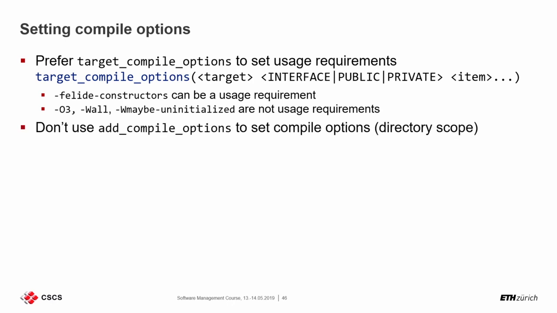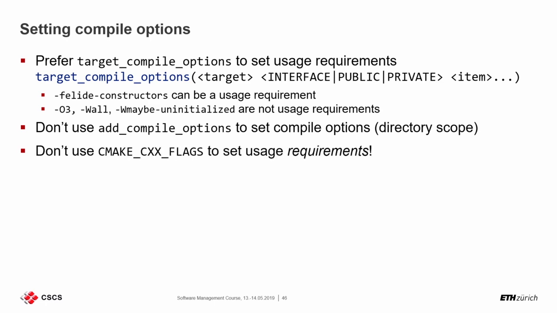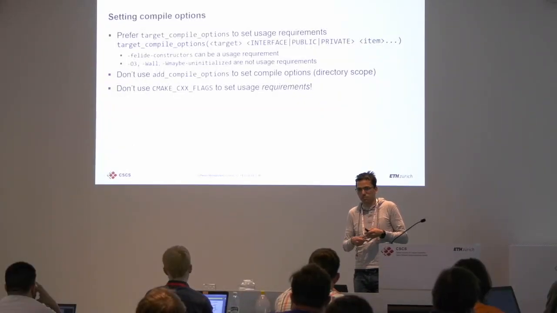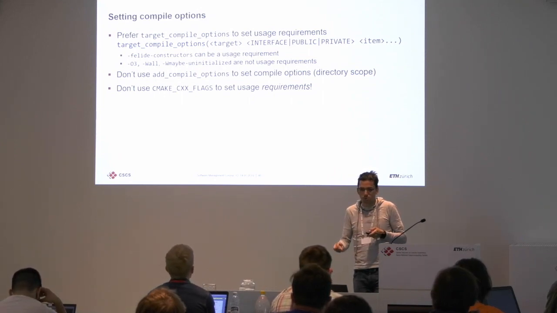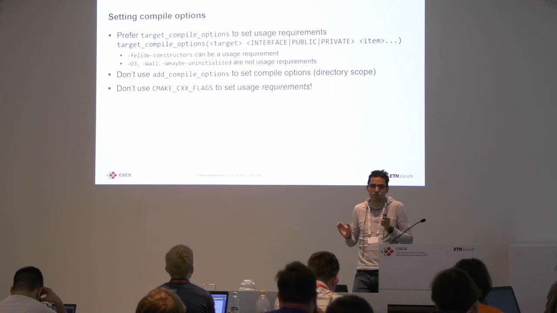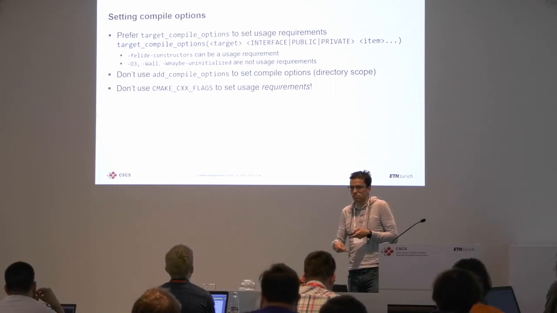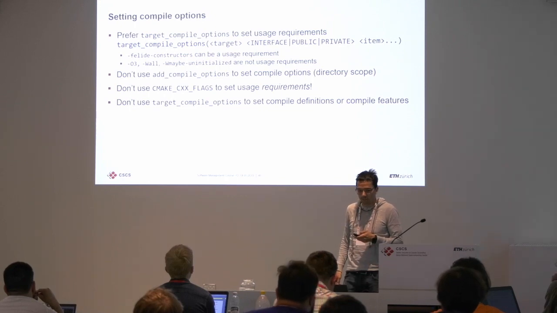And again, don't use add compile options because those are not target level. Also, don't use CMAKE_CXX_FLAGS for usage requirements because those are not meant for that. Usage requirements need to be applied to the target itself. And CMAKE_CXX_FLAGS is something that the user probably sets when he wants to use your project. He's probably set CMAKE_CXX_FLAGS to -Wall or something like that. This is how the user will say, I want to compile with -Wall.